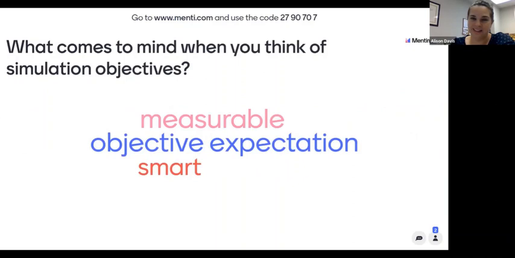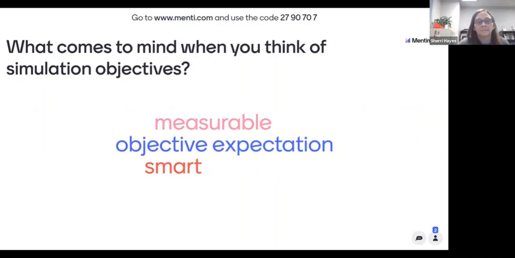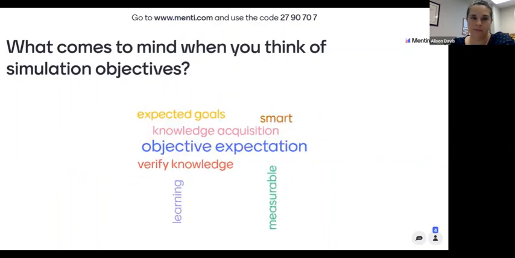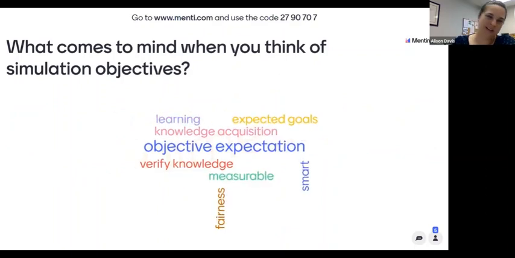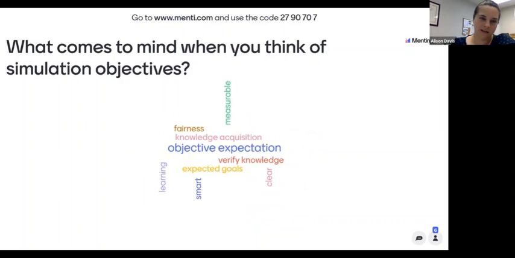Smart, perfect. Measurable, objective expectation. Ooh, fancy. Measurable learning, fairness, verifiable knowledge. Perfect. These are all fantastic.